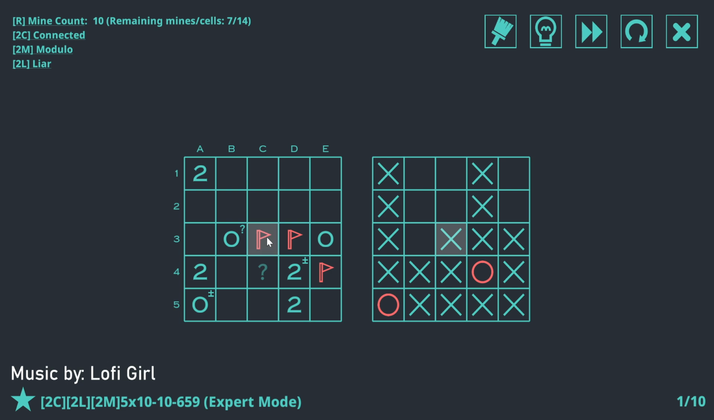So that's a mine. Whoa, I just double clicked. Okay. Cool. I guess that's cool. Not sure what else we can do though.